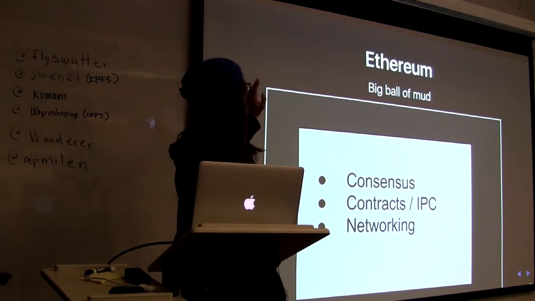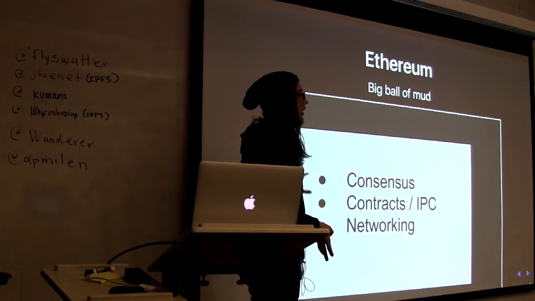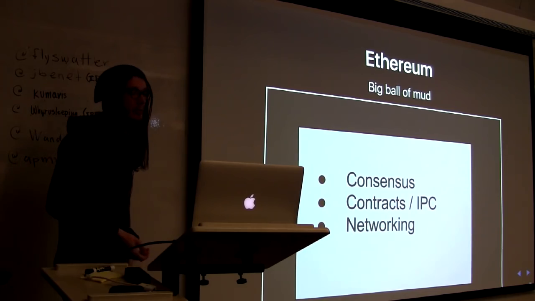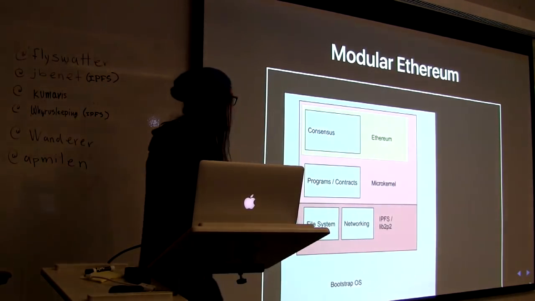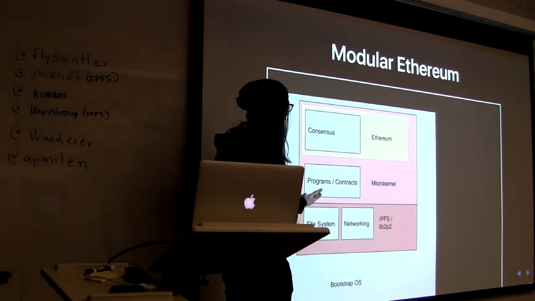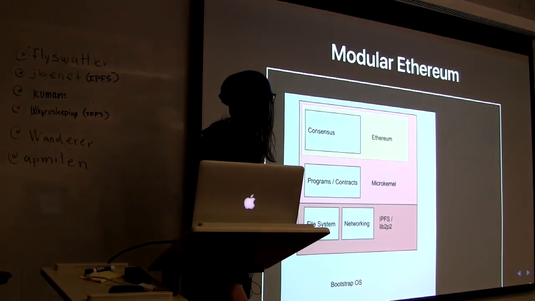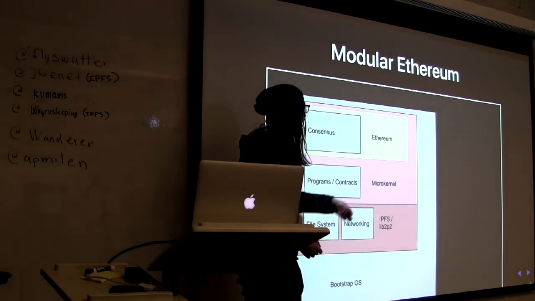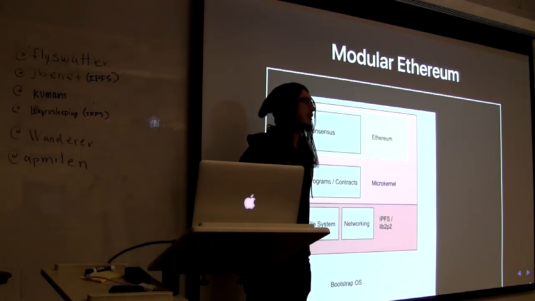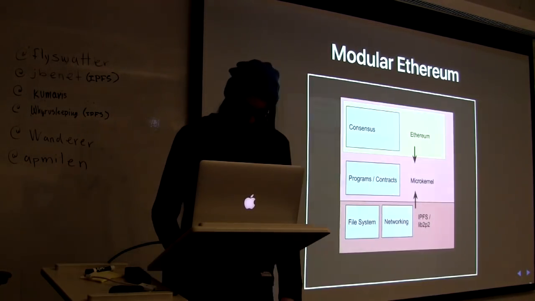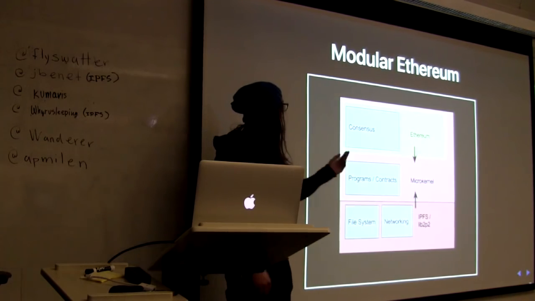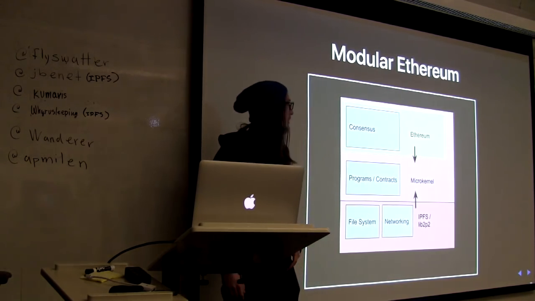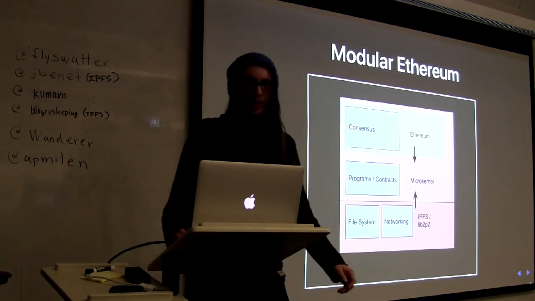So here's where we are today. We have all these things squished together into one protocol, one software stack: consensus, contract, IPC, networking. Sort of a big ball of mud, scary. Here's where I think we should be moving. At the bottom, we have a file system. Networking could be provided by IPFS and libp2p. On top of that, we have a microkernel, which our programs and contracts exist in. And from that, we can build consensus protocols, such as Ethereum. As the ecosystem grows and progresses, this is not fixed. We can move more and more into the microkernel layers, and more can just become user space programs.